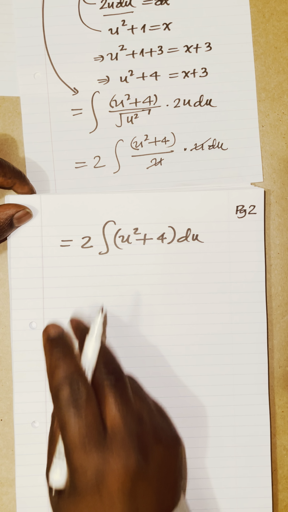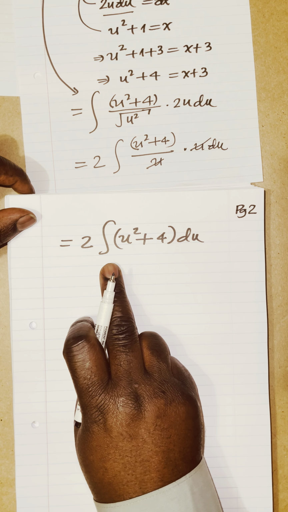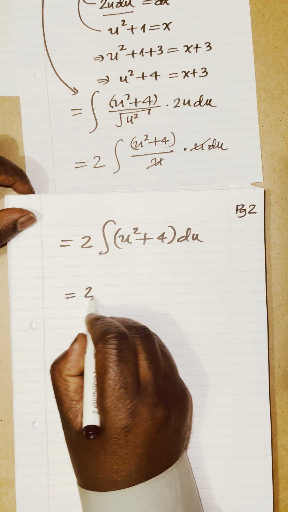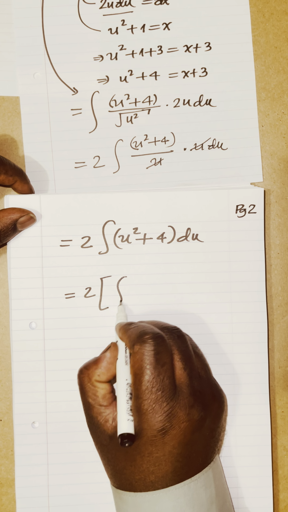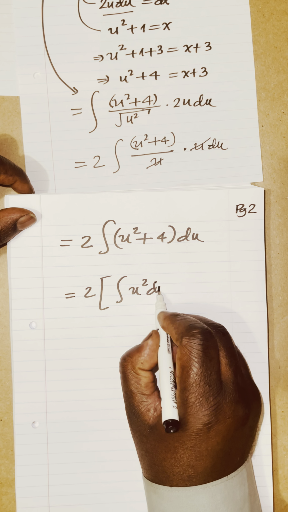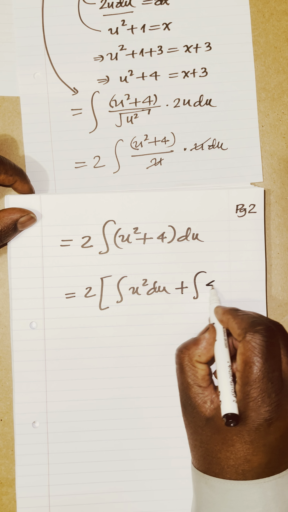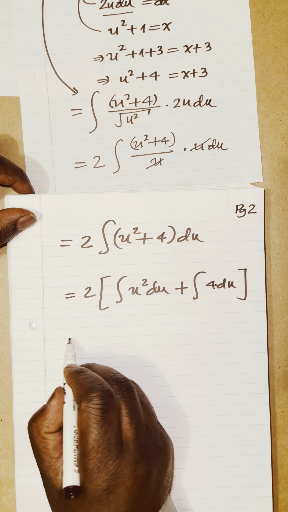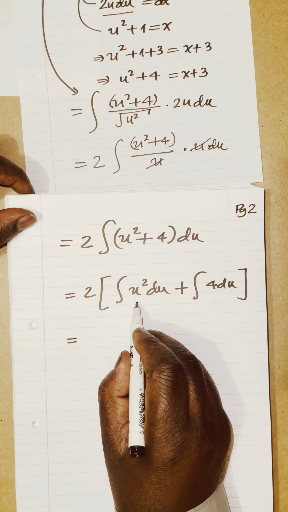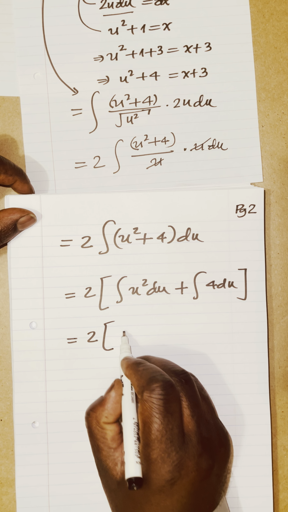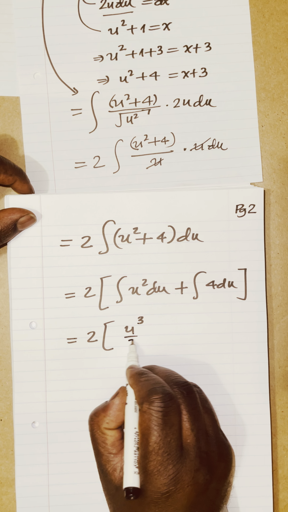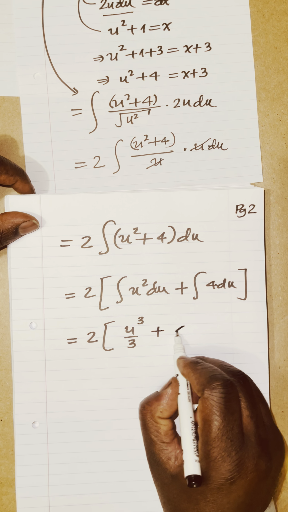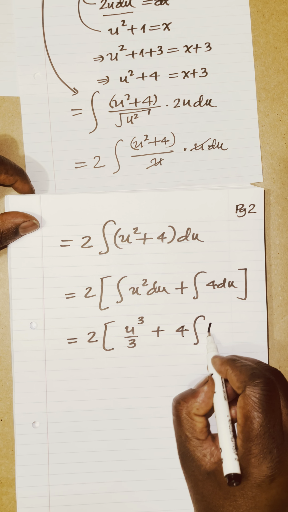I'm going to keep 2 outside, distribute the integral and du. And what I obtain is the following: 2 times the integral of u squared du plus the integral of 4 du. Remember, 4 is a constant, I can take it out. And I'm going to apply power rule here. So we have 2 times u power 3 over 3. Remember, you add 1 and then divide the result. And then we have plus, take 4 out, the integral of 1, of course, du.